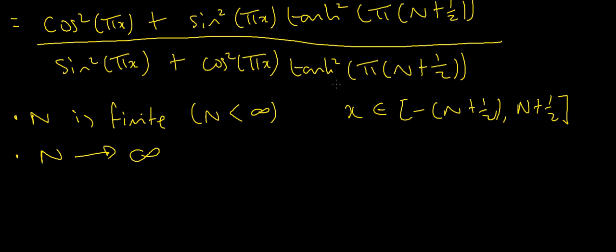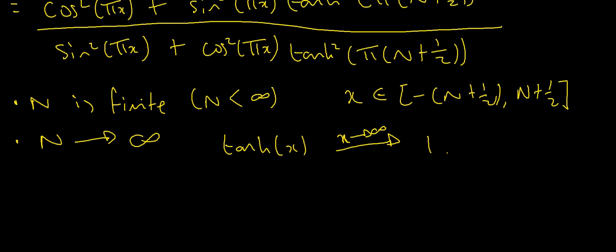Okay, well, as n goes to infinity, recall that tanh is a function which varies between minus 1 and 1, so tanh squared varies between 0 and 1. And it's 0 whenever its argument is 0, and as x goes to infinity, tanh actually just goes to 1. So, as capital N goes to infinity, tanh squared pi n plus a half, that's just going to go to 1.